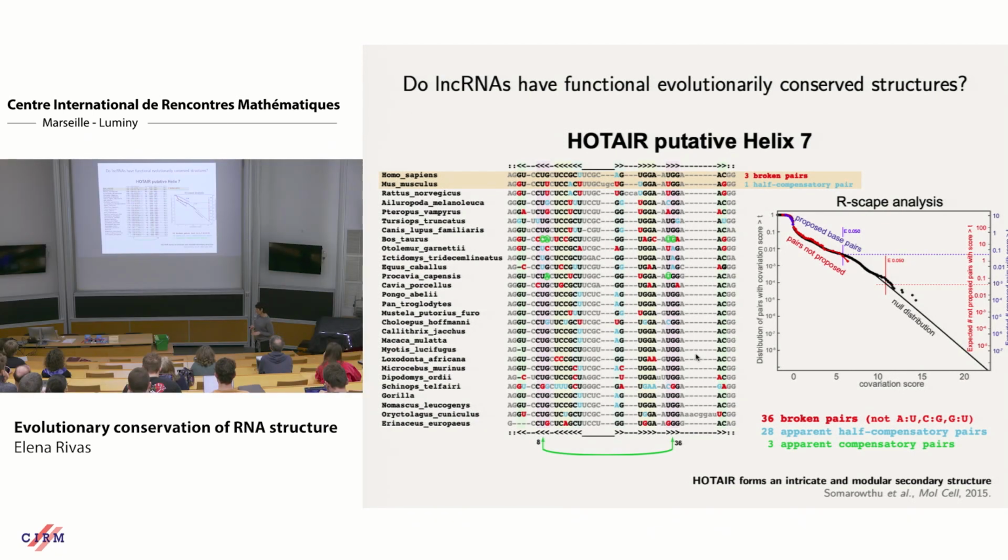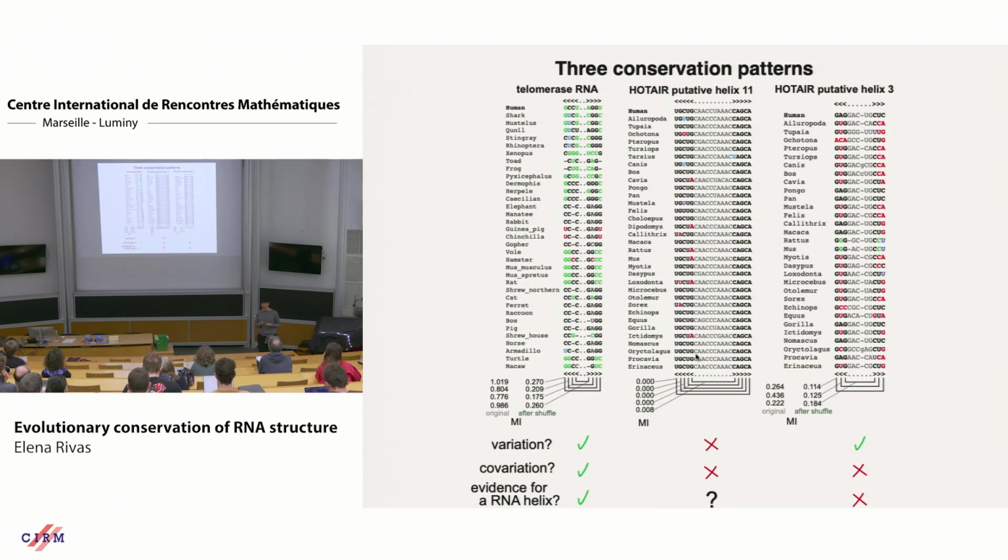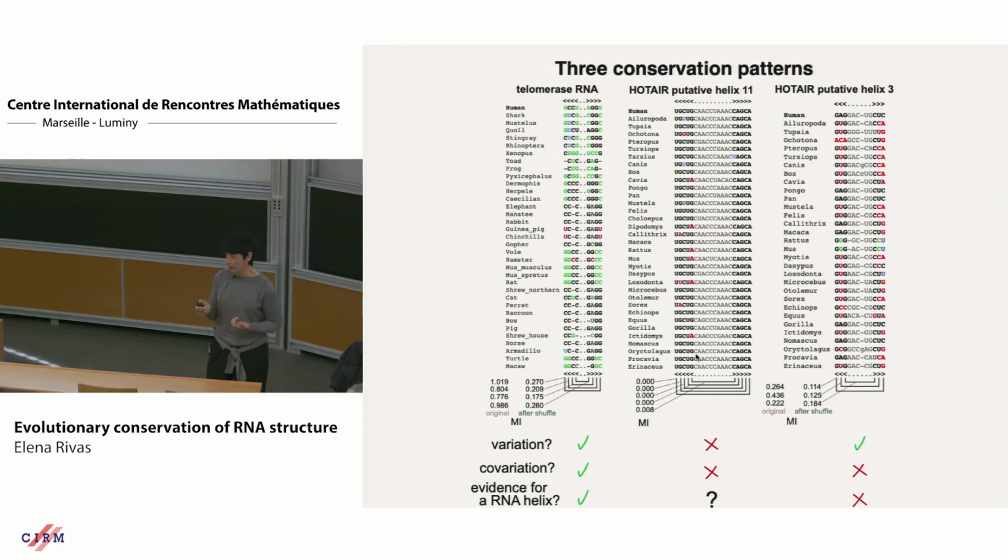But covariation combined with conservation gives you more information, because if you have covariation, which is the case of this hairpin over here, you also have variation. Obviously, you cannot have covariation without variation.